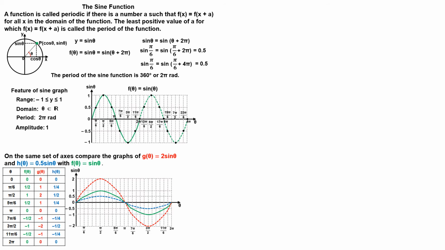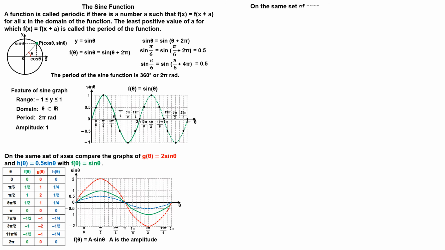We can see that the number in front of the sine function changes the height of the graph. In other words, whatever number a is multiplied on the sine function gives us the amplitude of the function.